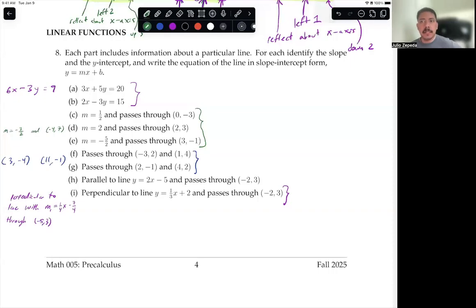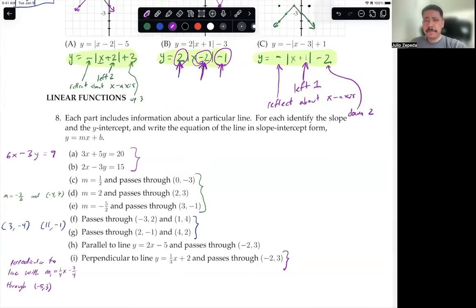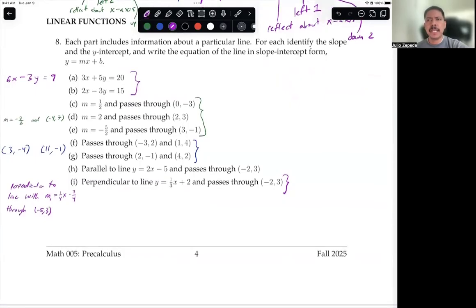All right, hello everyone. Welcome back to our final video on worksheet number 2. In this worksheet, we're going to go over problems 8 and 9, which deal with linear functions. Hopefully you've watched the previous videos, but if you haven't, this one can kind of stand alone.